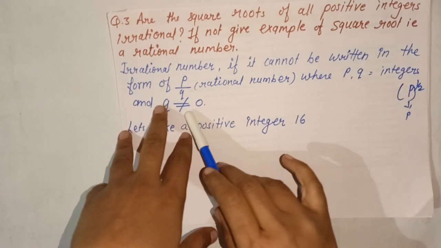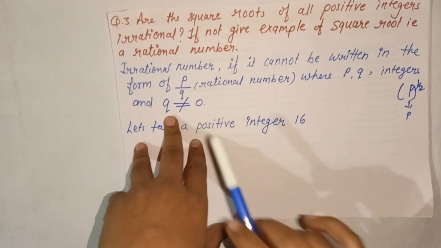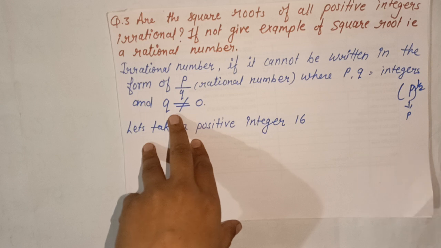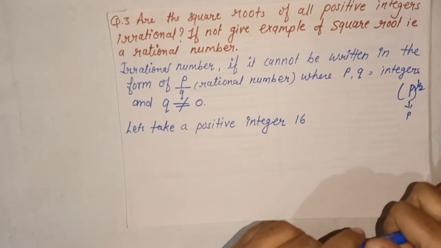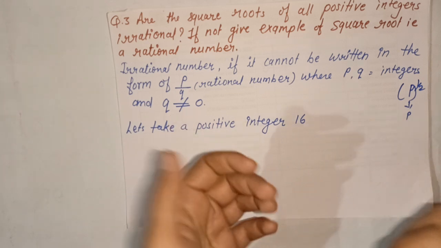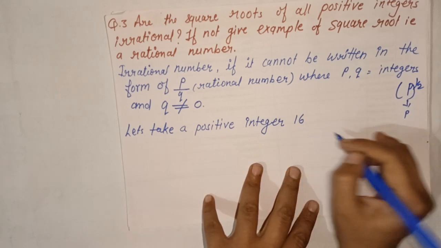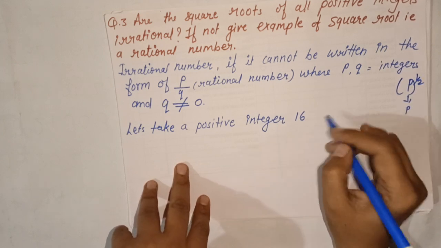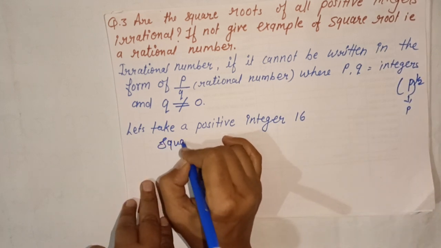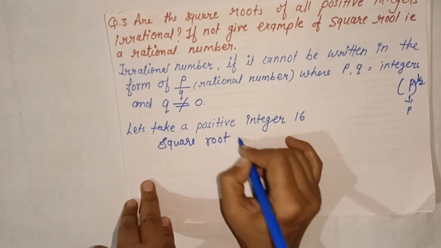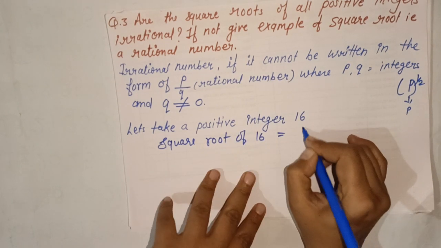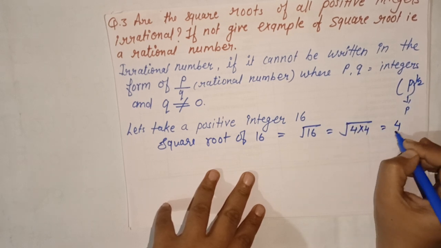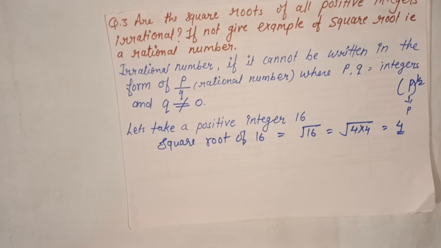And the second condition is that q, the denominator of that rational number, should not be equal to 0. Now I'm going to take an example of a positive integer, 16. Firstly, we have to take the square root of 16, which will be 4 into 4. That means we can take out one 4, which is a positive number, right?